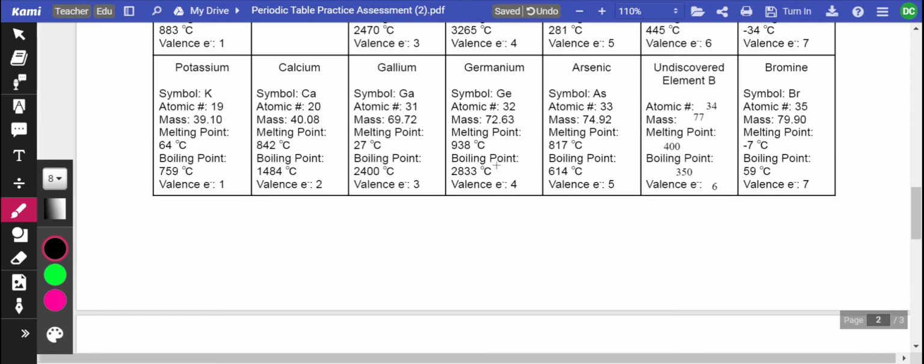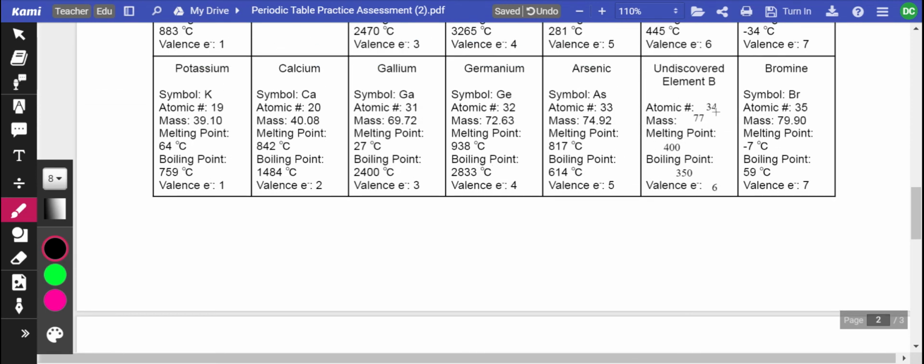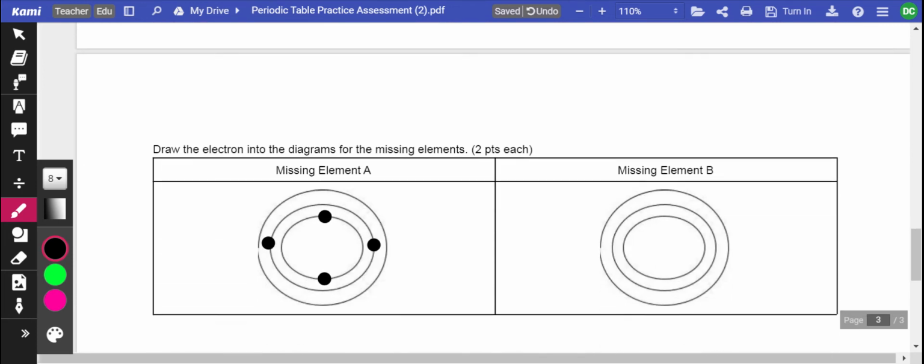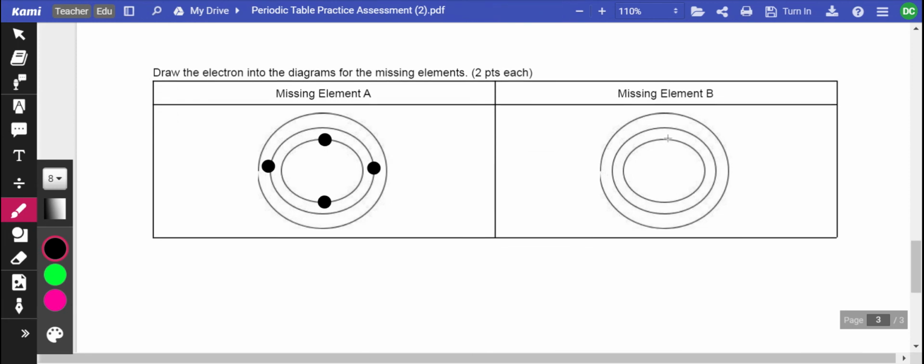Missing element B is going to be kind of a mess because we have 34 protons in missing element B, which means we also have 34 electrons. Okay? So again, the first energy level has room for the first 2. The second energy level has room for 8, and it doesn't matter where you place them on the energy level as long as you have the correct number. 3, 4, 5, 6, 7, 8. So we've accounted for 2 in the first energy level, 8 in the second, for a total of 10. We have room for 18 in the third energy level.